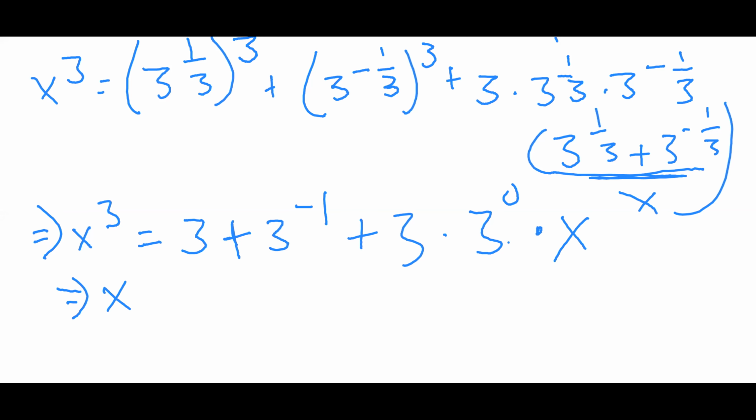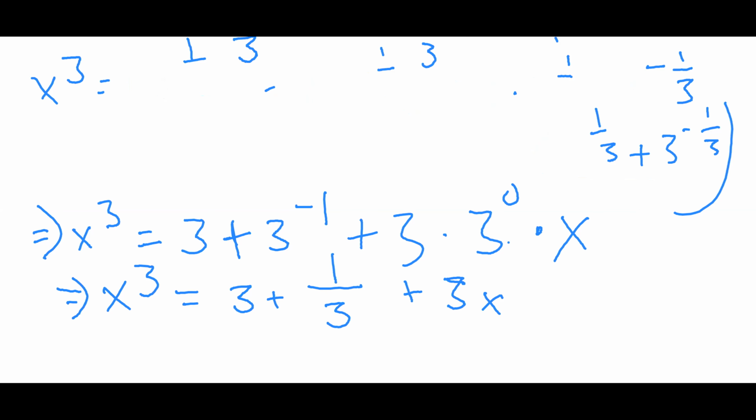So x cube is equal to, sorry, x cube is equal to 3 plus, we know that if there is inverse sign আমি এটাকে fractional form এ লিখতে পারি, so আমি এটাকে লিখব 1 divided by 3 plus, now 3 to the power 0 means 1, so 1 multiplied by 3 is 3, then multiplied by x is 3x. Now in the next line, so now what can I do in here?